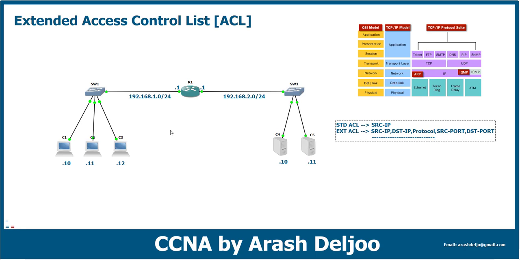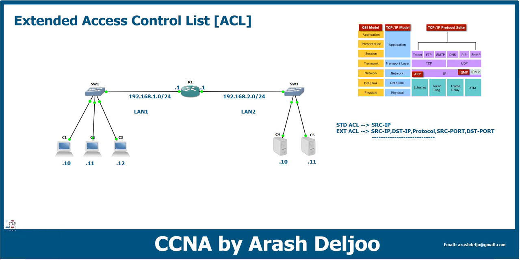In this simple scenario that I'm going to use for the first extended ACL, we have three PCs in one LAN. This is LAN 1. And here we have two servers in LAN 2. Assume that our requirement is controlling the traffic between these two LANs, LAN 1 and LAN 2.